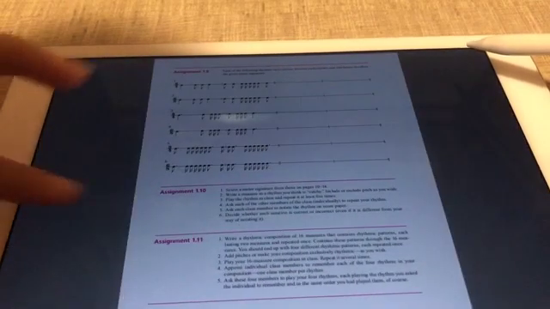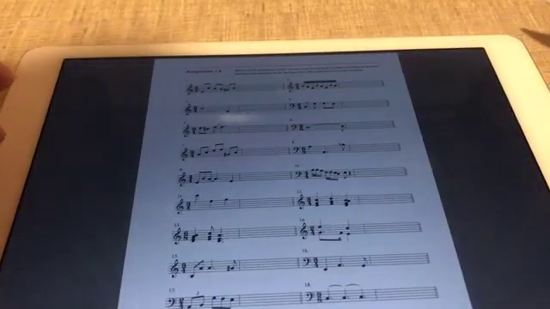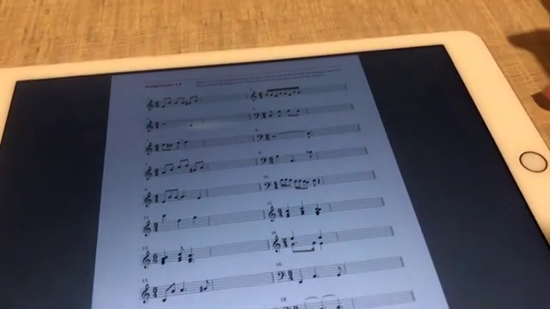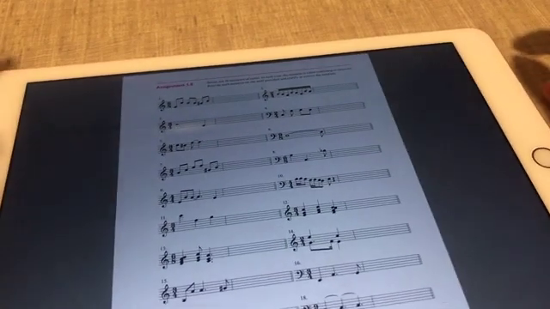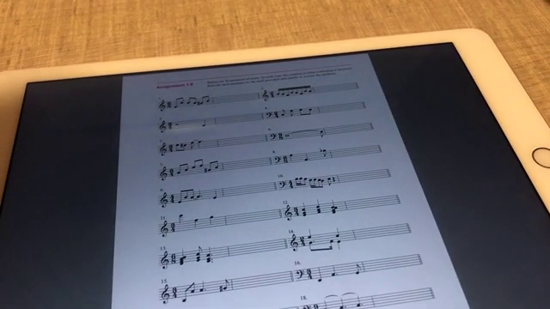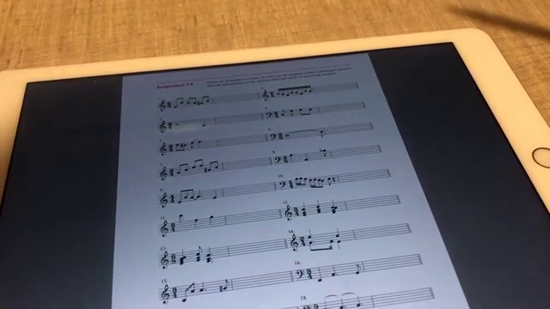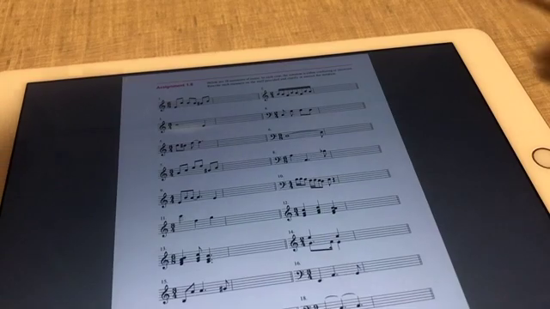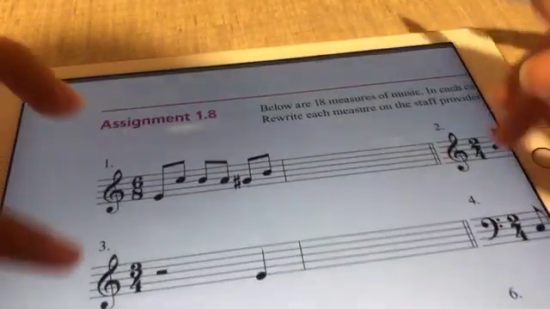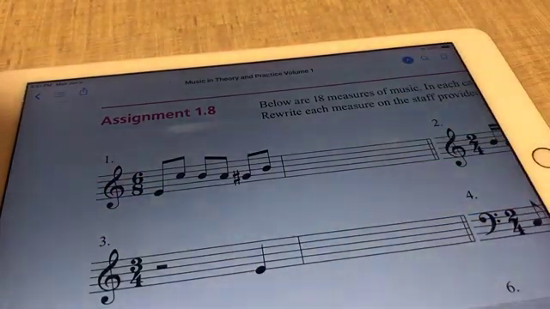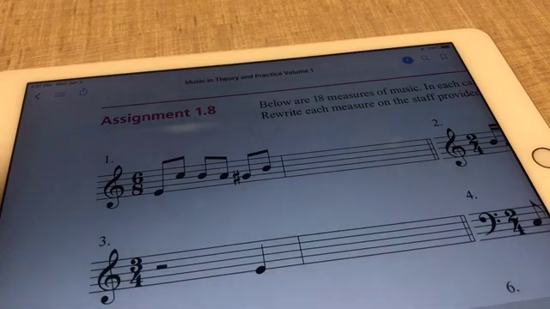Okay. I want us now to look at assignment 1.8. So usually if we were in class, I'd like us to do these together and then we would correct them. So what I want you to do is I'm going to give you an example, then I'm going to tell you what to solve, pause the camera, solve them, and then press play to listen to the correction. So here, basically, they're giving you measures that are written in the wrong way.